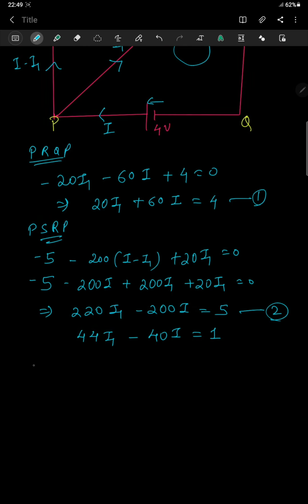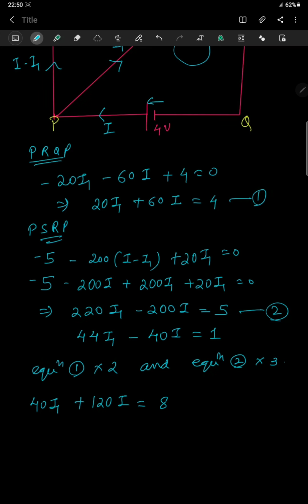What I will do is, equation 1 I multiply by 2, and equation 2 I multiply by 3. So for equation 1, multiplying by 2, it will come out to be 40 I1 plus 120 I is equal to 8. Okay, now this was equation 2. If I multiply by 3, 44 into 3 is 132. So 132 I1 minus 120 I equals 3.